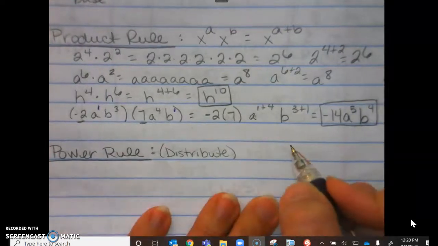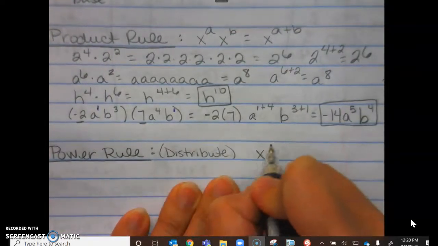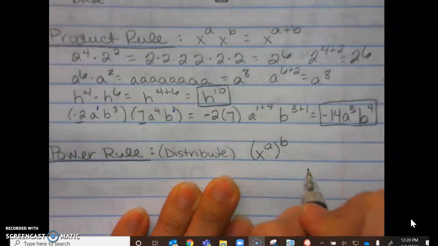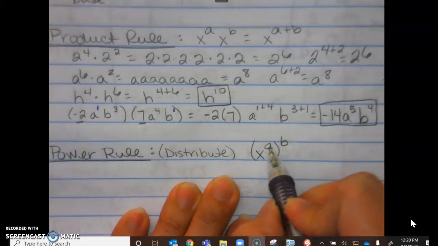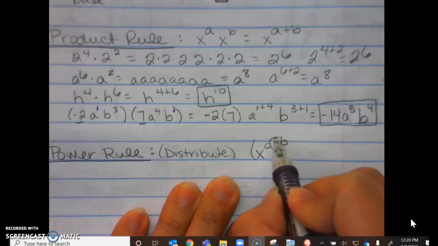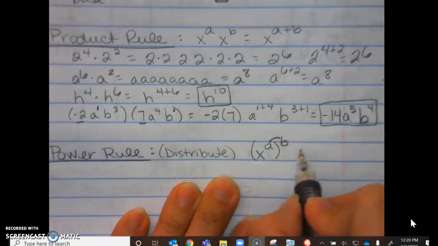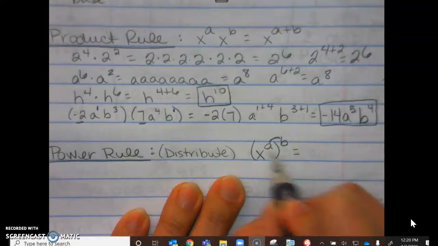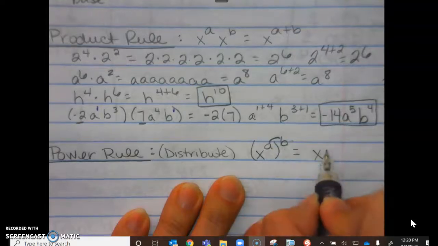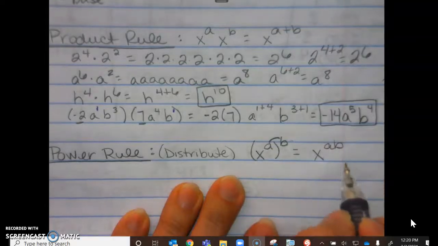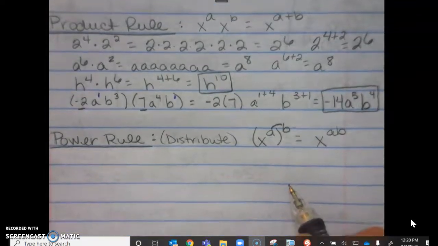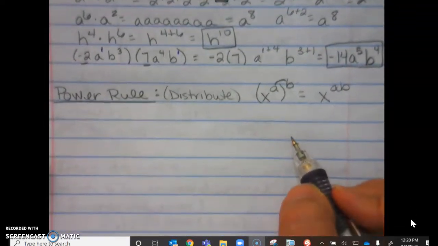So what this looks like is we have some power raised to another exponent. Remember, when we have a number outside of a parentheses, we've learned since 6th grade that we're going to distribute it through. So this becomes x to the a times b. X to the ab, that is our rule. So let's do a little bit of practice on why that is.